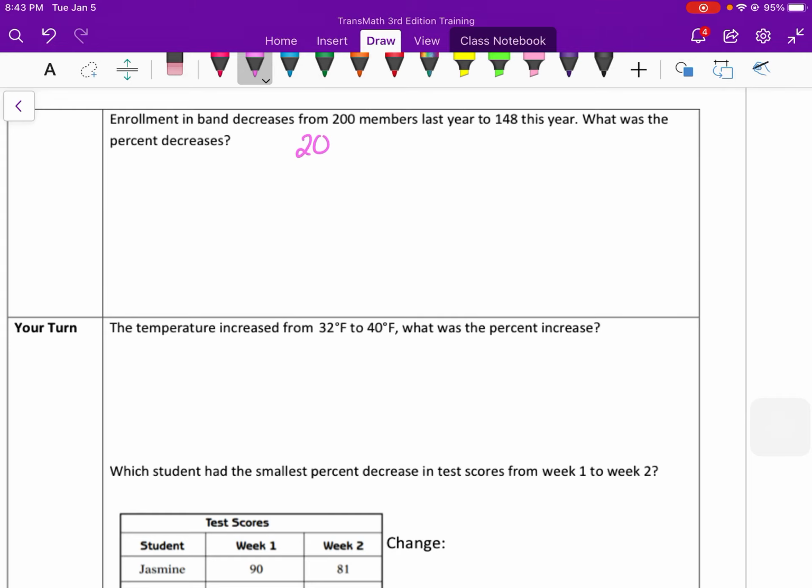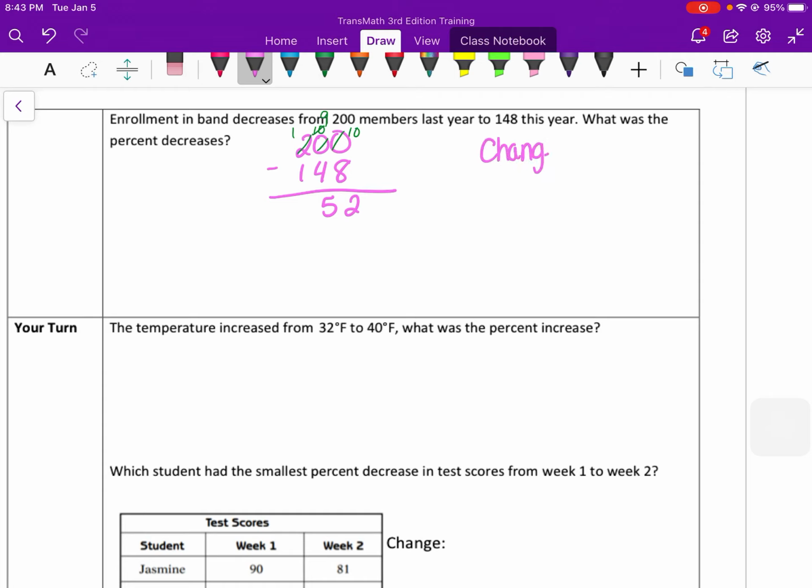So find the change. So 200 minus 148. So we're going to have to borrow from the 2 to make this a 10, and then borrow again to make this a 10 and that a 9. Then 10 minus 8 is 2. 9 minus 4 is 5. 1 minus 1 is 0. So 52 is the change.